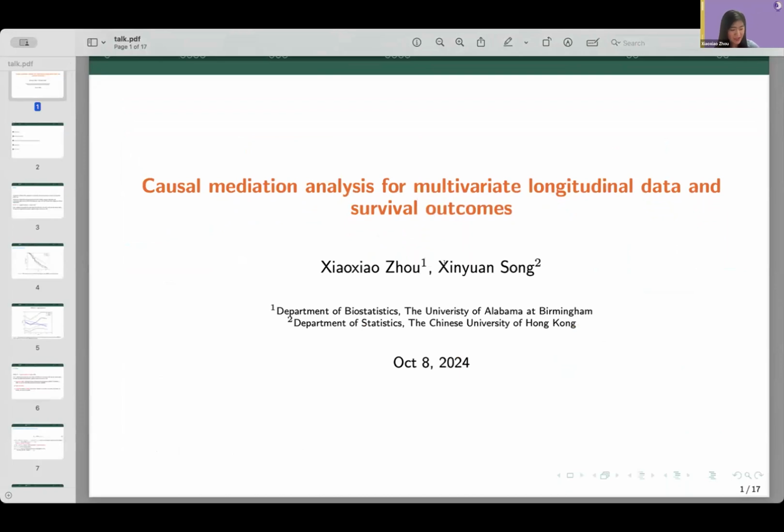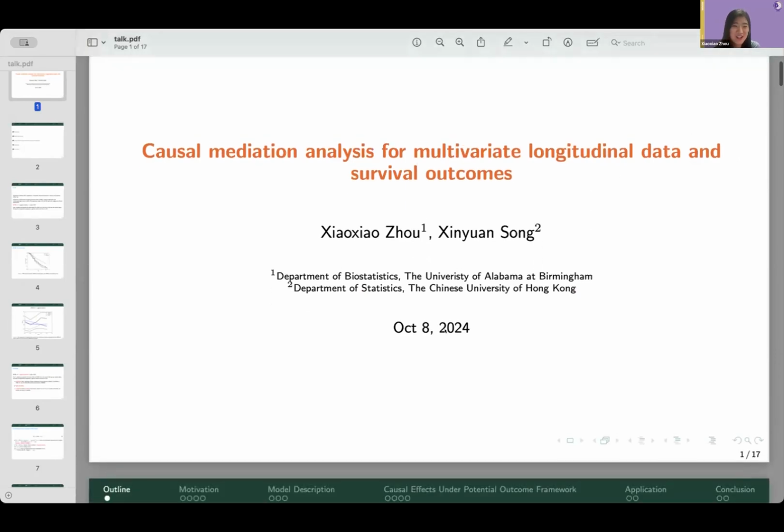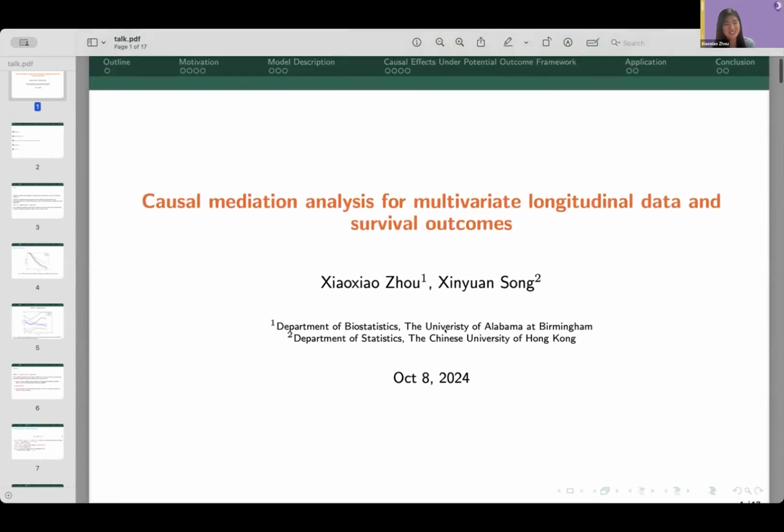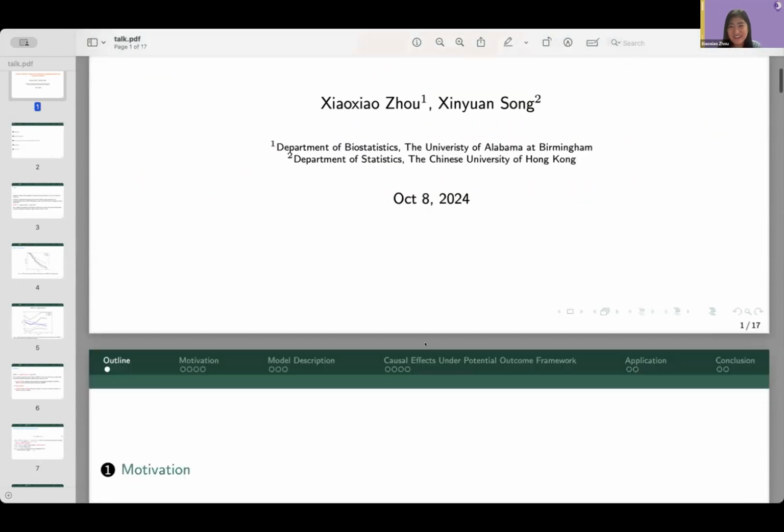Thank you for inviting me, and I'm Xiao. Today, my presentation topic is a causal mediation analysis for multivariate longitudinal data and survival outcomes. And before I start, I really appreciate Leanne for introducing a setup in mediation analysis. So it saved me a lot of time and energy, and then I can rush into the main model of my projects because it may seem a little bit complicated.